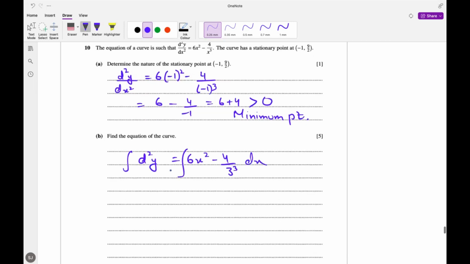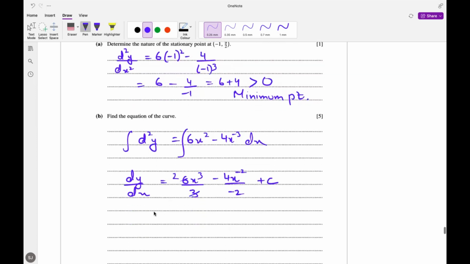Integrating this, we'll get dy/dx, and this will become 6x³ upon 3. And to integrate 4 upon x³, first of all, we'll write the x³ in the numerator. So we'll write it as minus 4x to the power minus 3. So integrating minus 4x to the power minus 3, the power will increase by 1 and it will become minus 2, and we'll divide by minus 2 and we'll add a plus c. We can simplify this to write it as 2x³ plus, so minus minus will become a plus, 4 divided by 2 is 2, so this will be 2 upon x² plus c, which equals dy/dx.